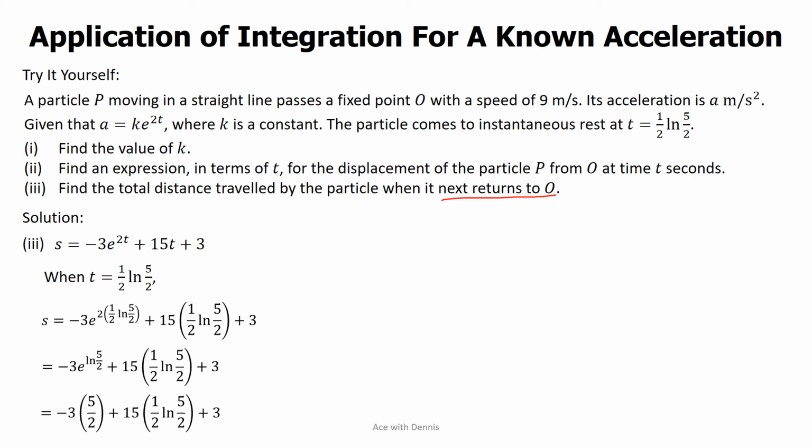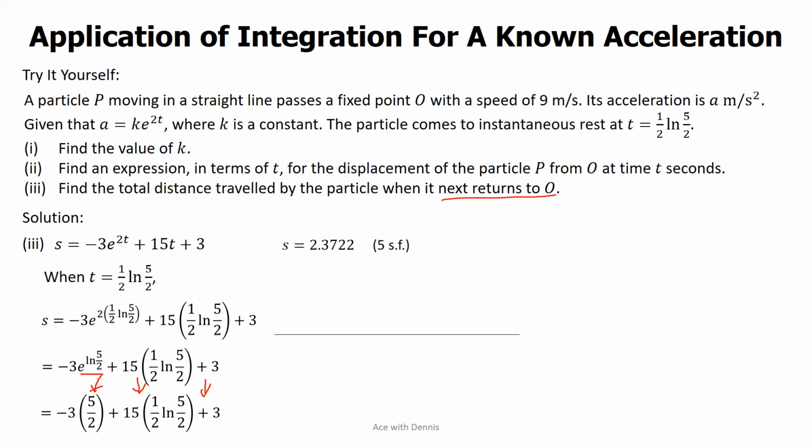or equals negative 3 times 5 over 2 plus 15 times half ln 5 over 2 plus 3, as we know that e to the power ln 5 over 2 is 5 over 2. The rest we just copy. And then we just press the calculator. The value of s is 2.3722. We can leave it as 5 significant figures.